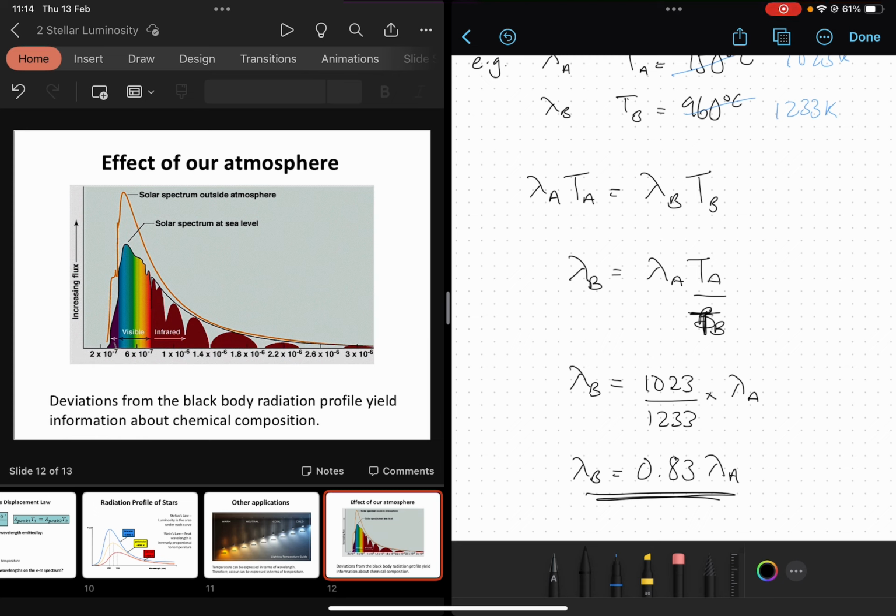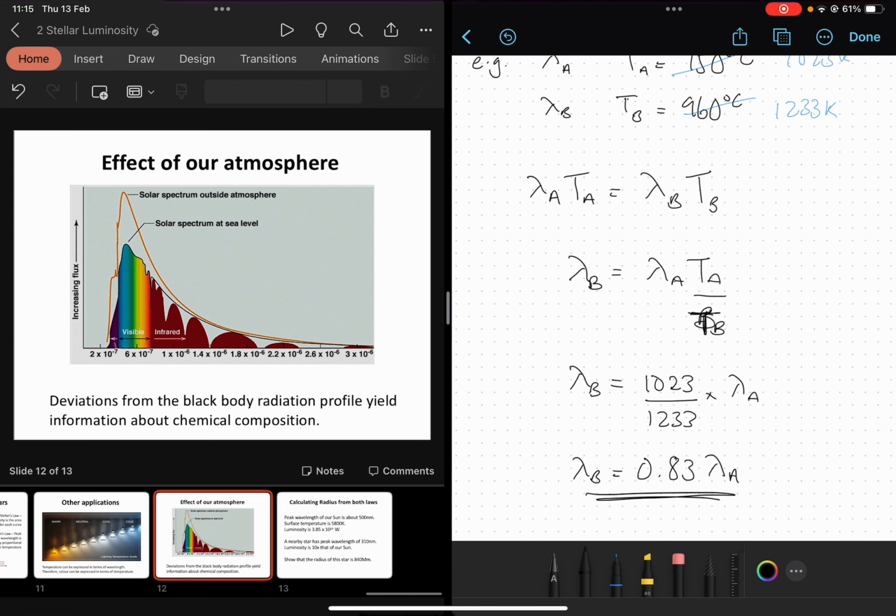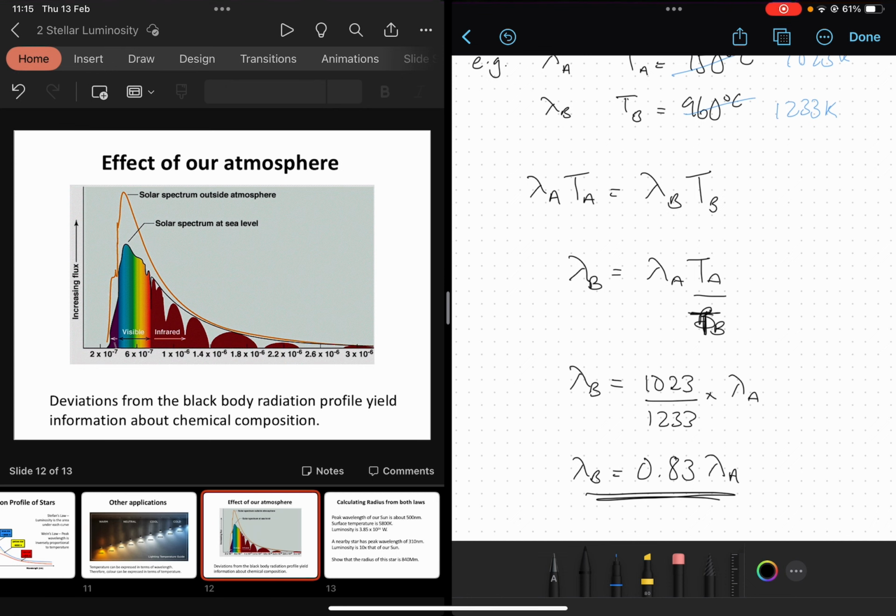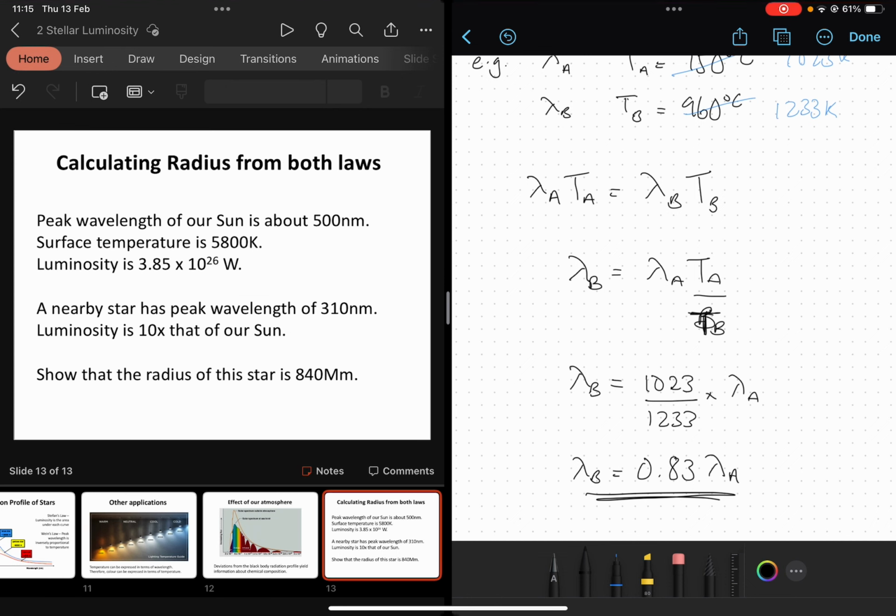So some of those missing pieces of energy have been absorbed by the atmosphere, and we could relate this to resonance. Each molecule has a resonant frequency. It has a wavelength of light that it is able to absorb. And so therefore we can deduce chemical composition by looking at that deviation from that perfect distribution of the black body radiator.